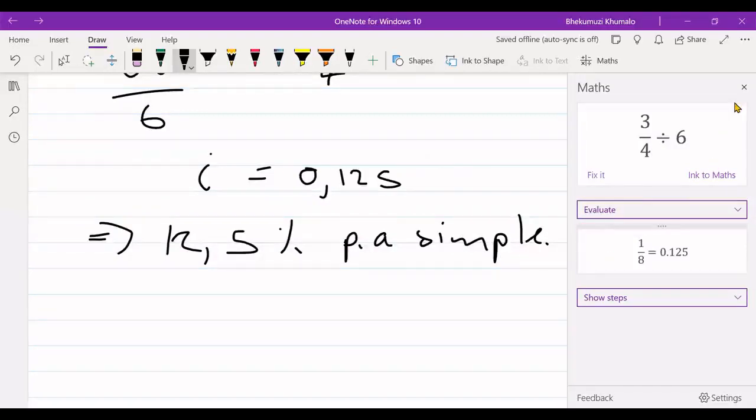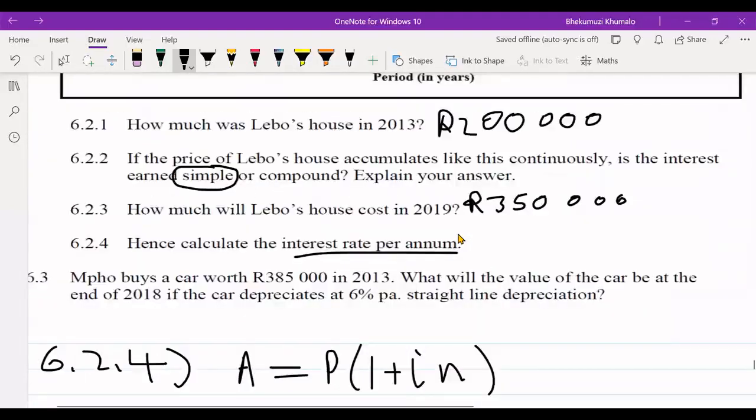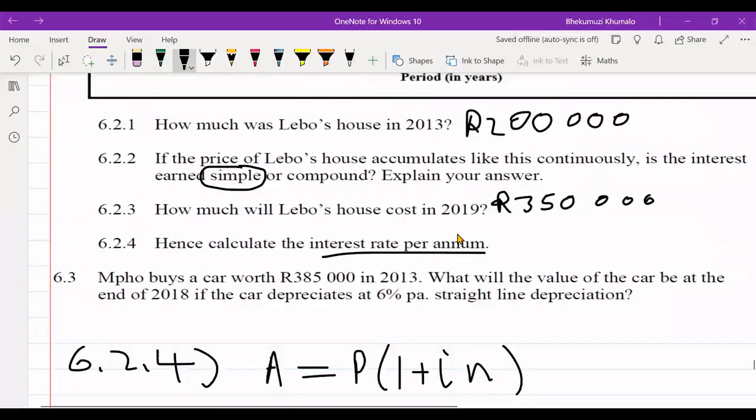Okay, so basically that's it. That's that question. So we've gotten 6.2.4. Now we go to the very last question, like literally the very last question. So it says, Paul buys a car worth 385,000 in 2013. What will the value of the car be at the end of 2018 if the car depreciates at 6% per annum straight line depreciation?